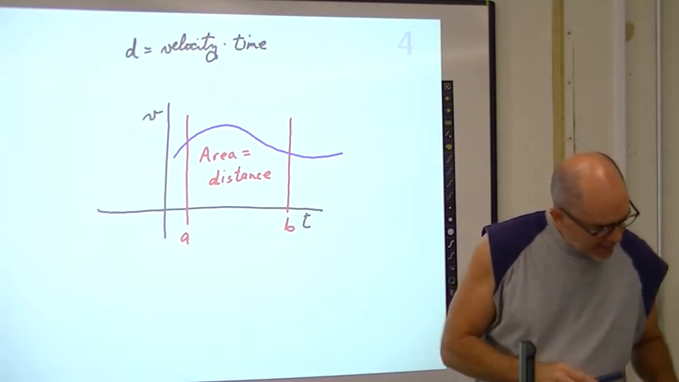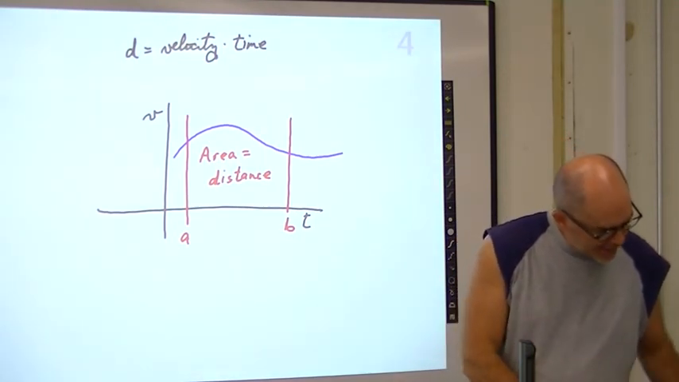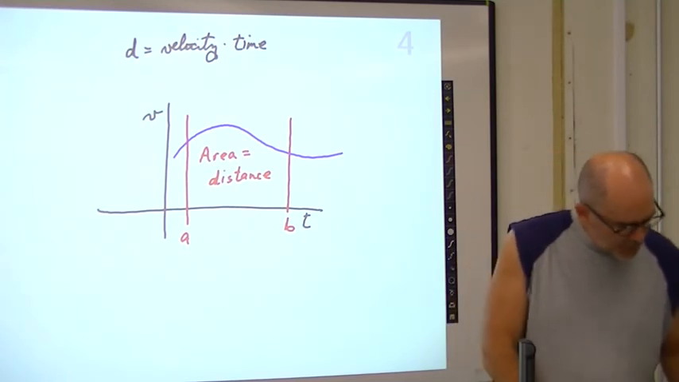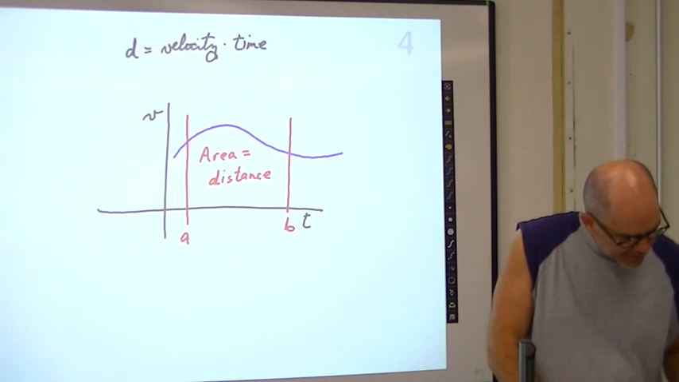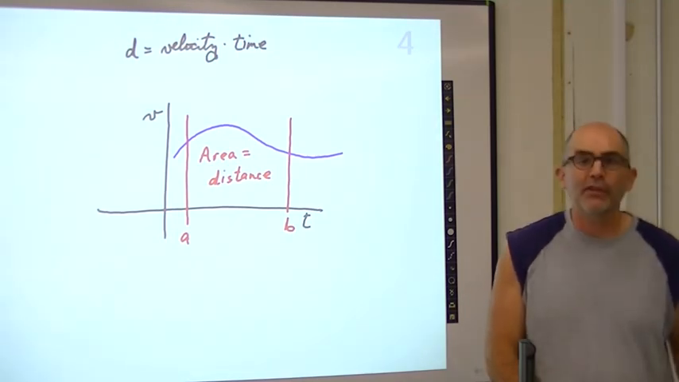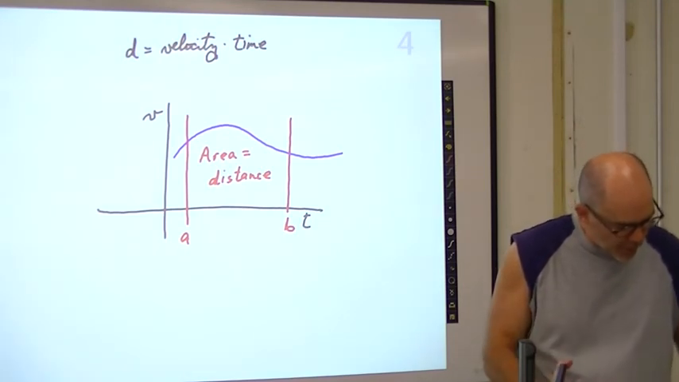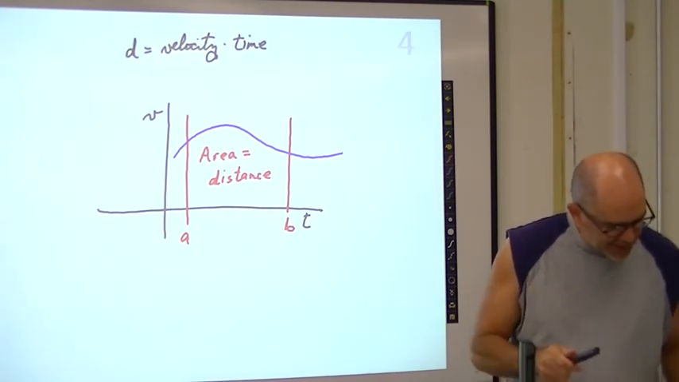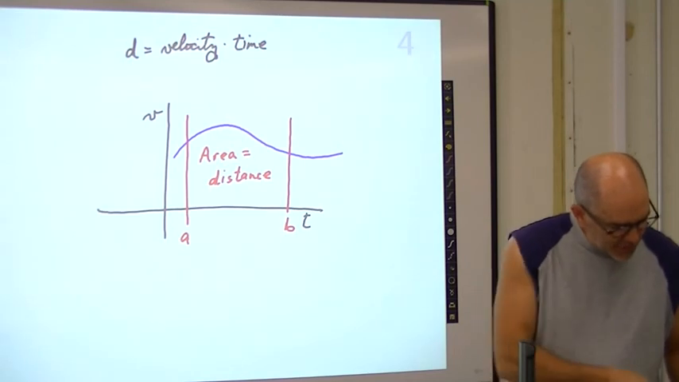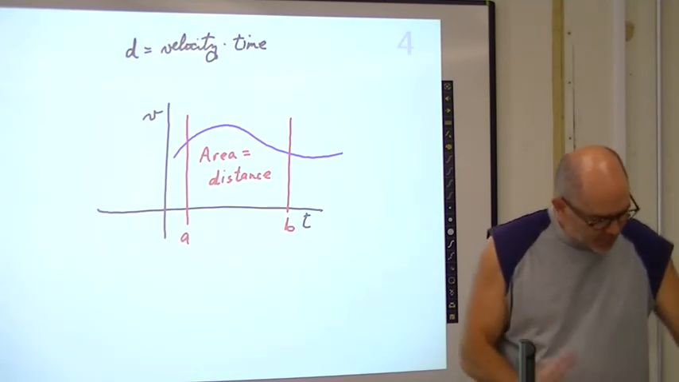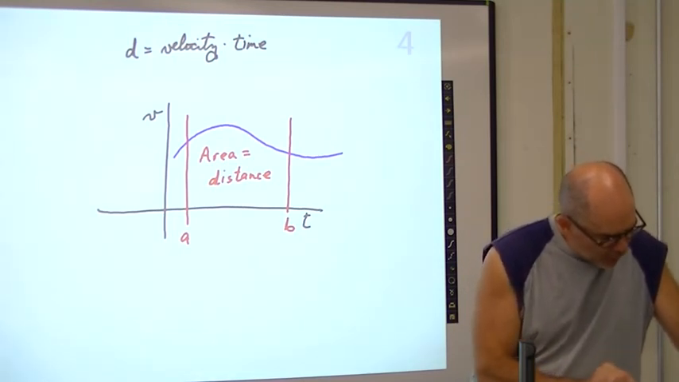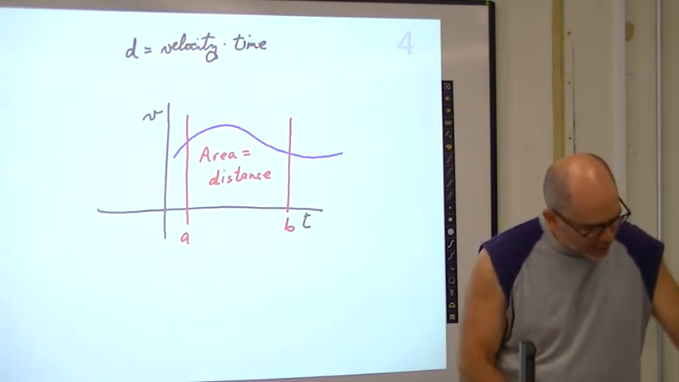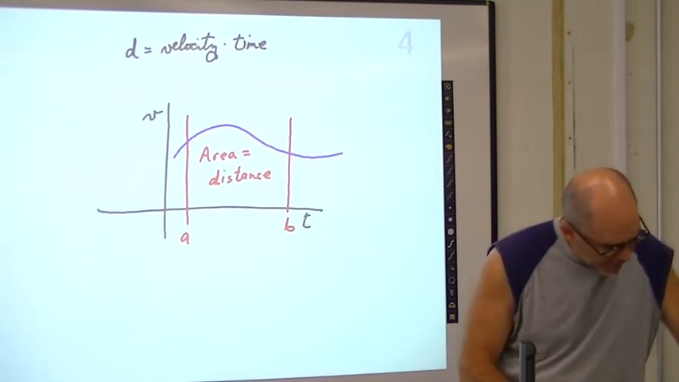So, if you look at example 4, notice we have an odometer that's broken. We don't know how far we're going. We know the velocity at given times. So, at every 5 seconds, we know how fast we're going. But we don't know how far we've gone.